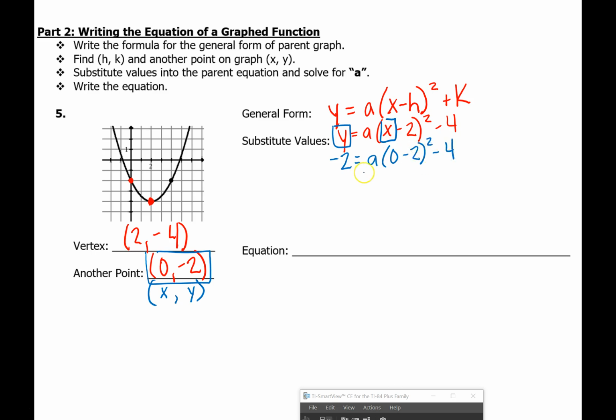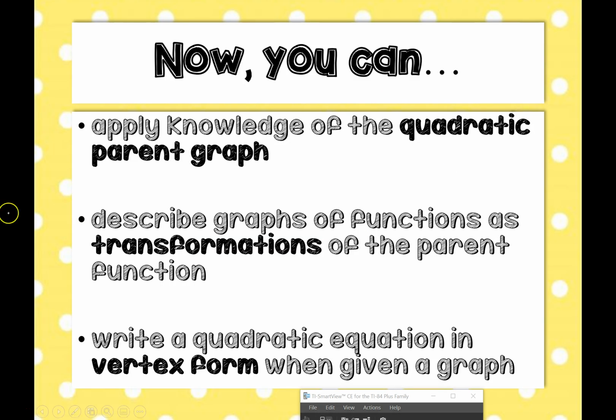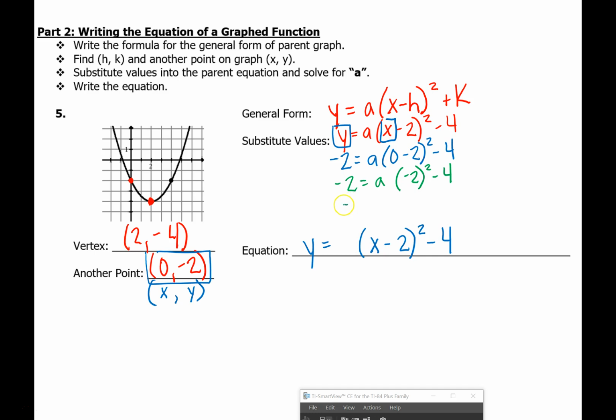And what this does is it leaves me with just one variable, a. So now I can solve for a, and then I'll have my entire equation, because I already know this part of the equation. I know what h and k are, but I have to know what a is as well. So let's solve this for a, and then we'll have all 3 pieces of information that we need. So we're going to do negative 2 is equal to a times 0 minus 2, which is negative 2, quantity squared, minus 4. Then I have negative 2 squared that I need to do next for order of operations. So that is 4. I'm going to write this, because it's a times 4, as 4a. Then I've just got algebra 1, so I'm going to add 4, which makes that 2 is equal to 4a.